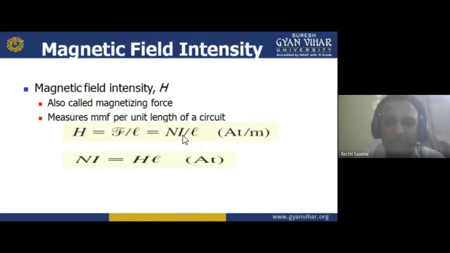MMF per unit length means how much MMF is induced in a length. A length is given to you, for example, 5 meters, and mmf is given to you as 10. So 10 by 5 is 2. So intensity will become 2 here, and the unit will be ampere turn per meter. Understand? Hope you understand about this. Now, we can also derive the value of ampere turn from this expression, that is Ni is equal to HL, known as ampere turn. So my dear student, hope you understand about this intensity.